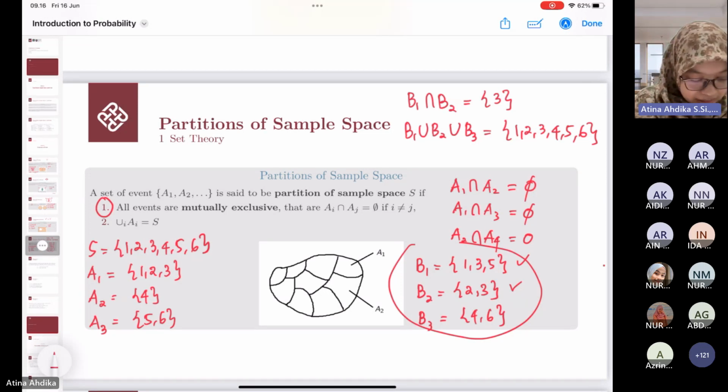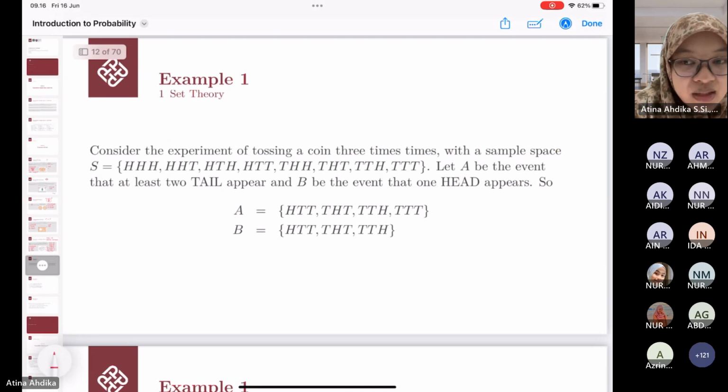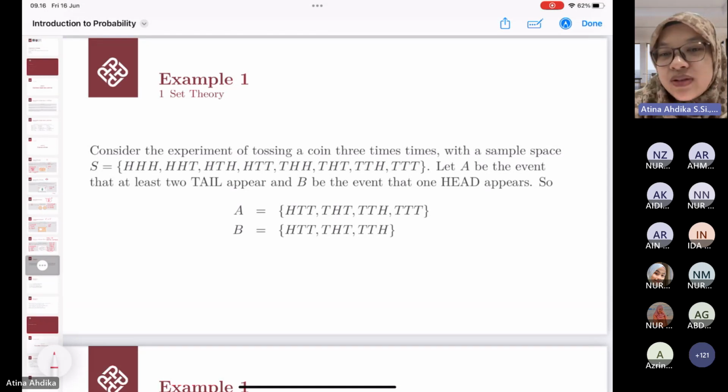I will continue to my slides then. So this is the other example for all of my explanation before. Consider that there is an experiment of tossing a coin 3 times. So we will toss a coin 3 times. So we have the sample space of head, head, head, and then head, head, tail, and head, tail, head, head, tail, tail, tail, head, head, tail, head, tail, tail, tail, head, and tail, tail, tail. So we have 8 outcomes here.